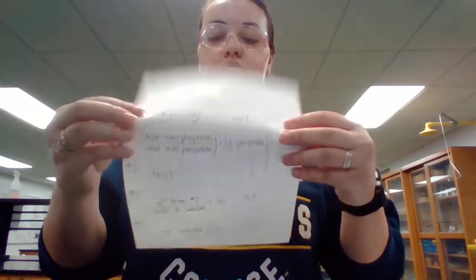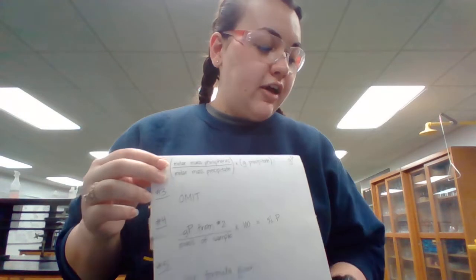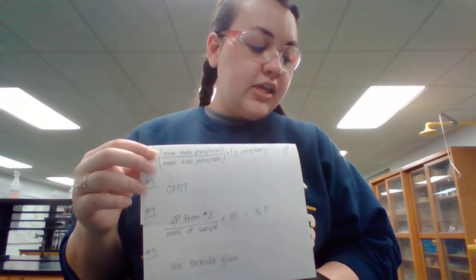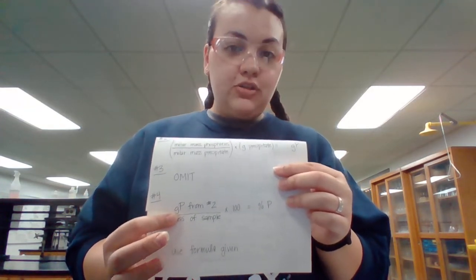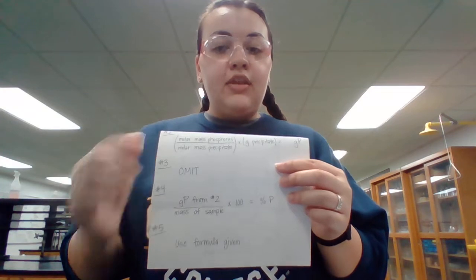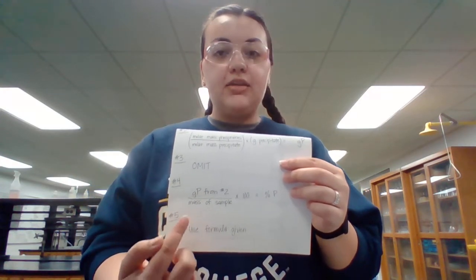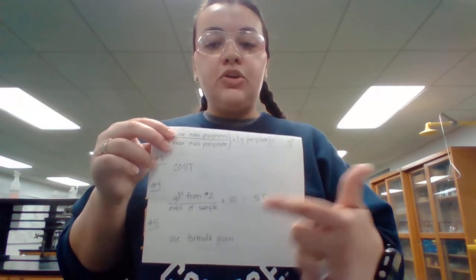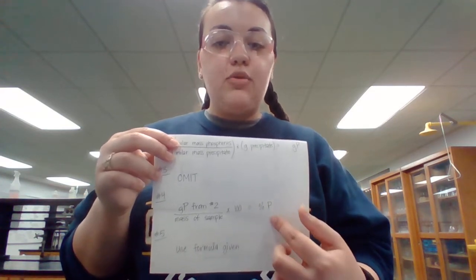Number 4, I'm actually going to fold this down so I can see. It tells you to calculate the percent of phosphorus in the fertilizer based on your product. So you're just going to take the grams of phosphorus that you calculated as your answer for number 2, and then you're going to divide by the mass of your sample, which again is the first thing you measured in the experiment. That's near 1 gram.